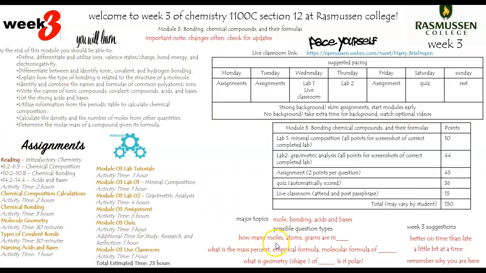Mole type questions. How many moles are in 18 grams of water? How many atoms are in 18 grams of water? How many grams of water is 2.5 moles or 328 million molecules, that kind of thing. Mass percent is important. Empirical formula, molecular formula, shape of molecules, they'll use the term geometry. Polarity, meaning is it a relatively greasy substance that's evenly divided in terms of electron distribution, or is it polar, with one side being more rich and one side being more electron poor, leading to things that are more hydrophilic, more watery, if you will.